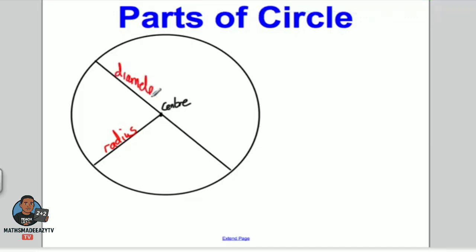So the diameter is like 2 radii. So the combination of the 2 radii will become a diameter, which is half of a circle. So the diameter is equivalent to 2 radii, which will give us half of the circle.